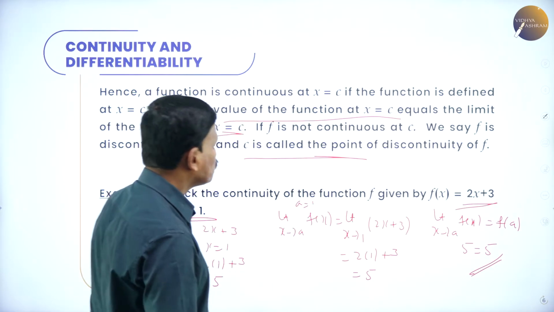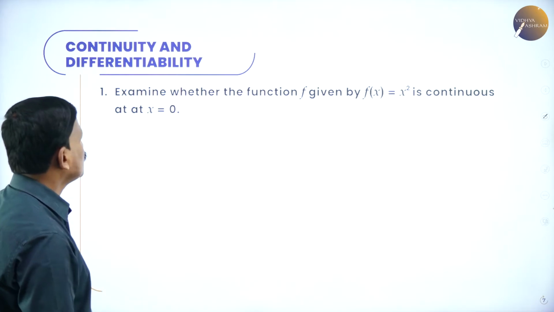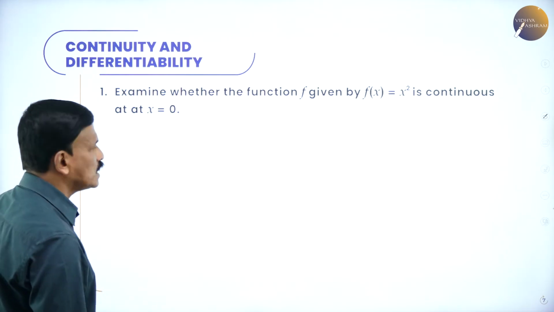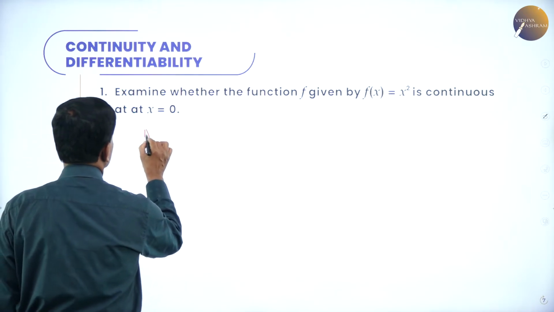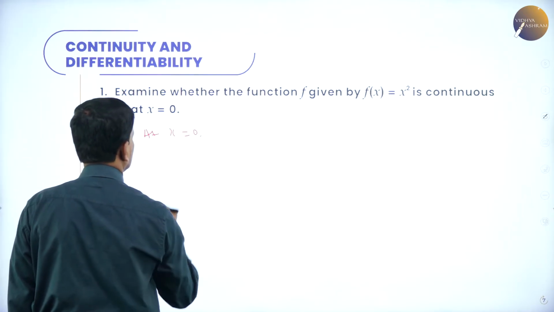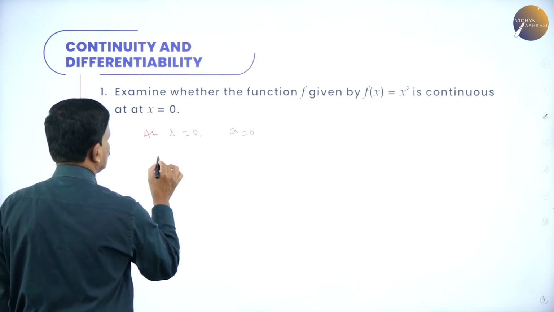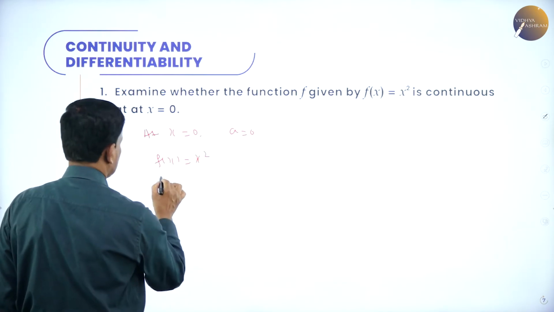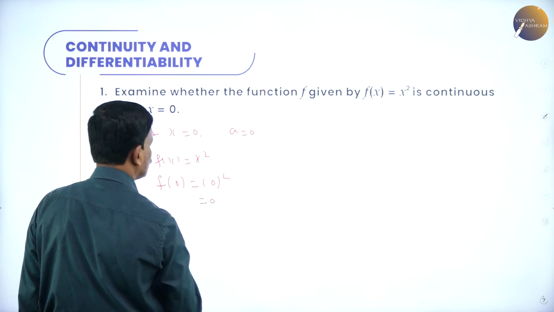Okay. Now, let us come to the next problem. Next, examine whether the function f given by f of x is equal to x square is continuous at x is equal to 0. Now, what is given here? At x is equal to 0, this is a is equal to 0. f of x at x is equal to 0, f of x is equal to x square, substitute the value of 0, this is 0 square is equal to 0.